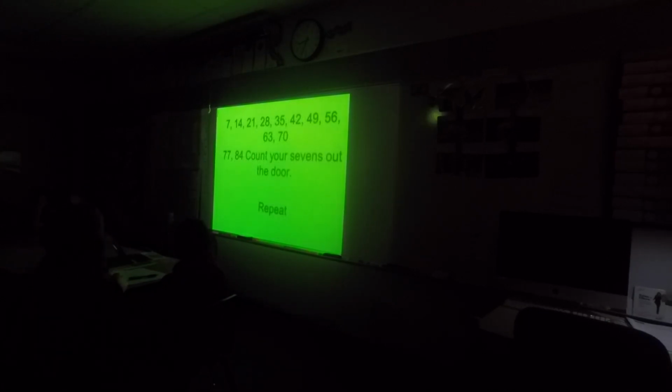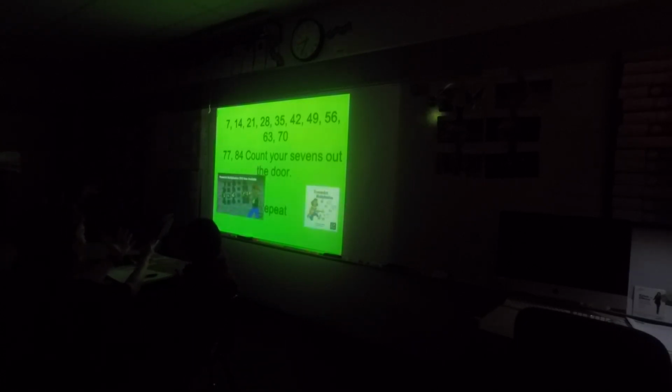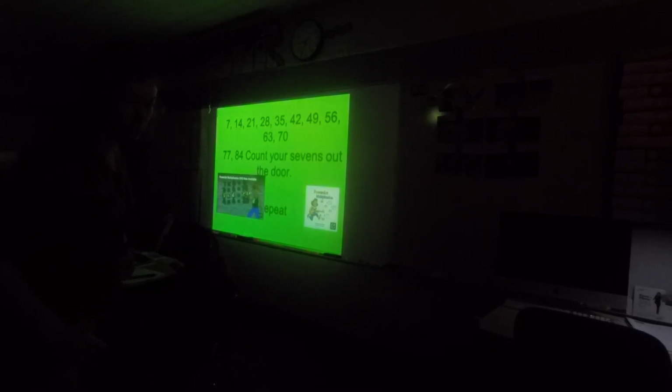7, 14, 21. 28, 35, 42. 49, 56, 63. 70. 77, 84. Count your 7s out the door. 7, 14, 21. 28, 35, 42. 49, 56, 63. 70. 77, 84. Count your 7s out the door.